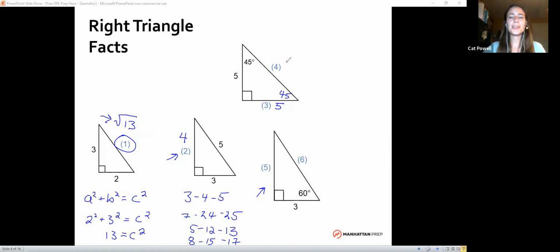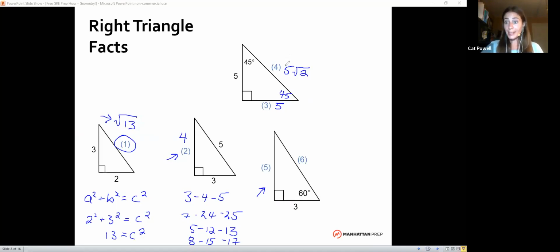It's going to be a little bit more than 6. It's going to be 5 square root 2. So when we think about 45, 45, 90, it's saying the two sides are the same, and then the hypotenuse is the leg length times the square root of 2.